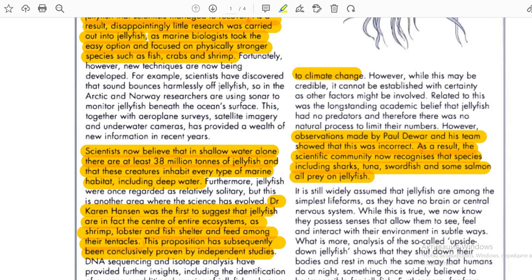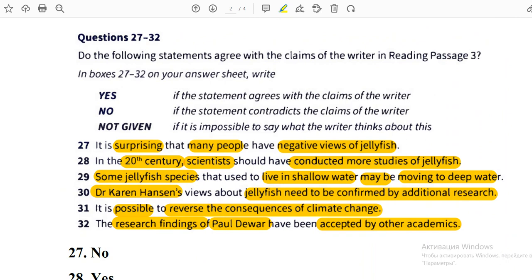So this is yes, true information. That's all for the IELTS Academic Reading Passage 3 exam practice 1 and task type of questions: yes, no, not given.